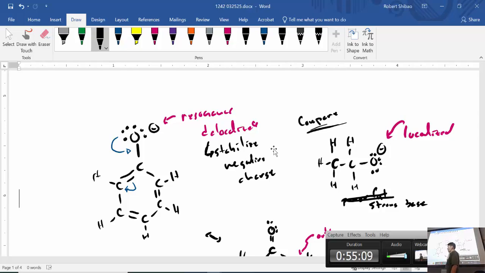And they're more powerful bases than ethoxide. But this is a weak base. It's a much weaker base. That means its conjugate acid is much stronger.